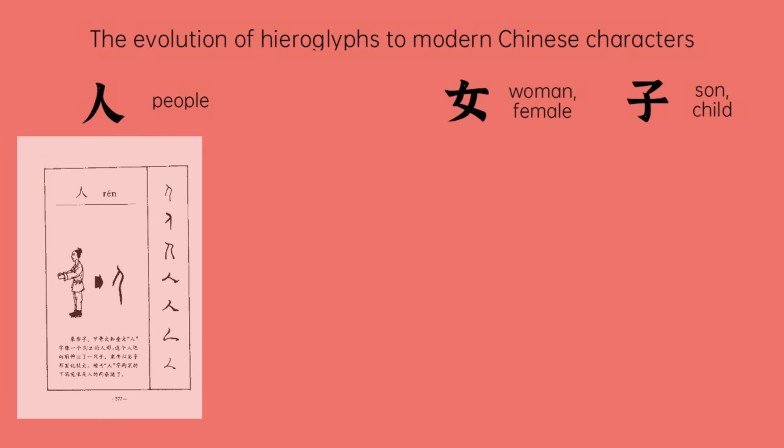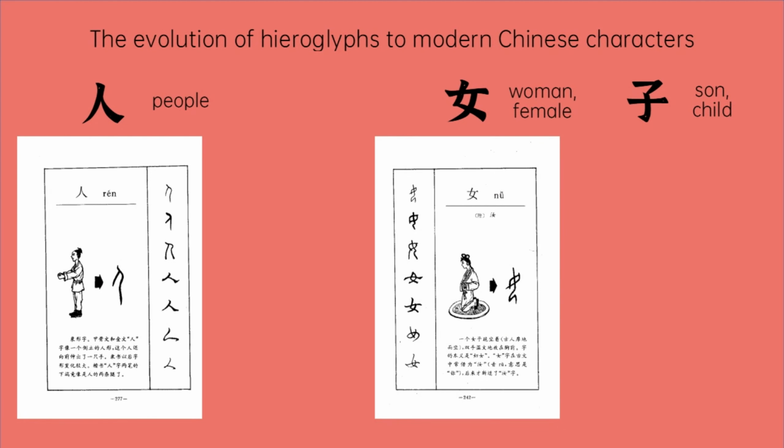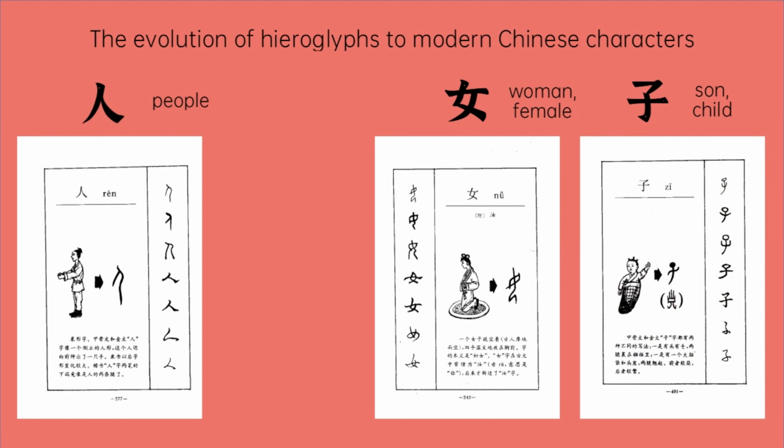It depicts the appearance of a person making a bow with hands folded in front. This is a kind of etiquette, a kind of thing that only people can do. It depicts a sitting woman. It depicts a child in swaddling clothes.